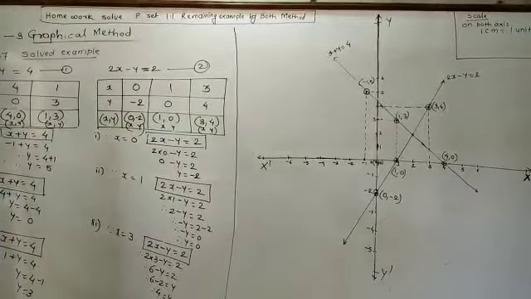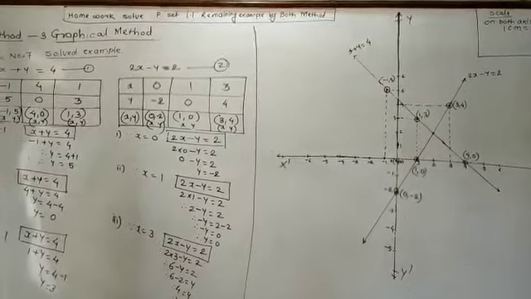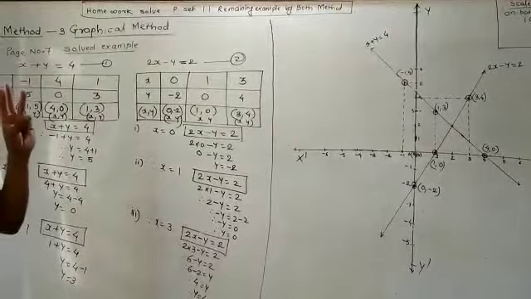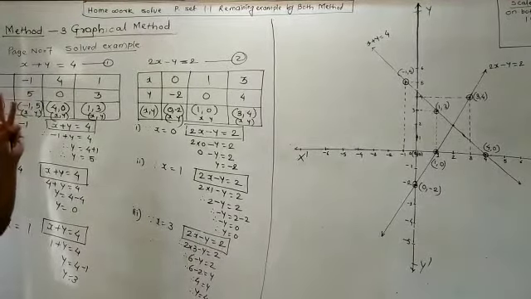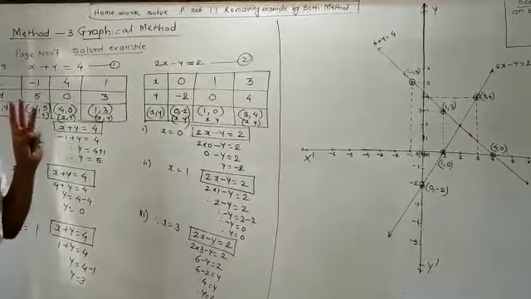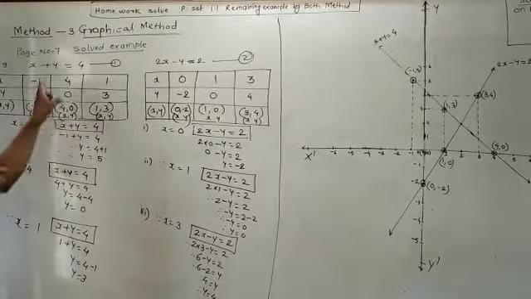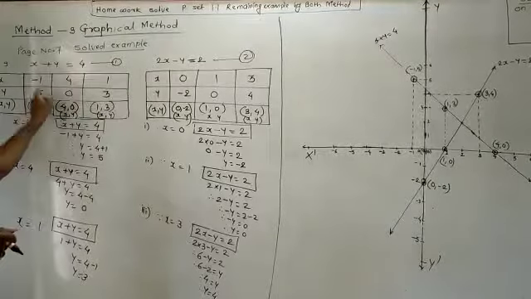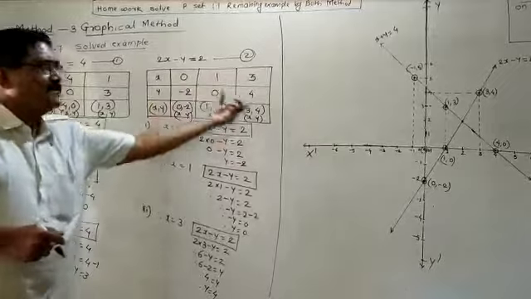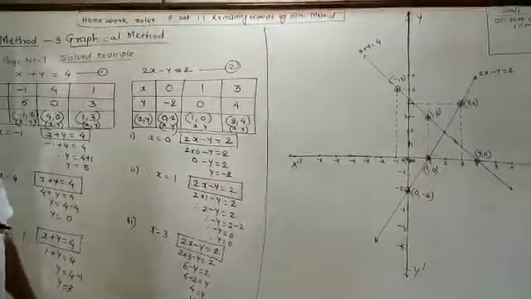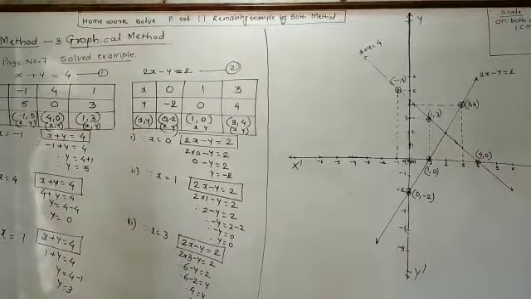Everybody understand this? Minimum you have to consider 3 solutions. For plotting the line on the graph, you need minimum 3 solutions, means 3 solutions of x you have to consider, 1, 2, 3, and you have to find out the 3 solutions of y. And in this way you have to plot these points. One line you have to plot on the graph.